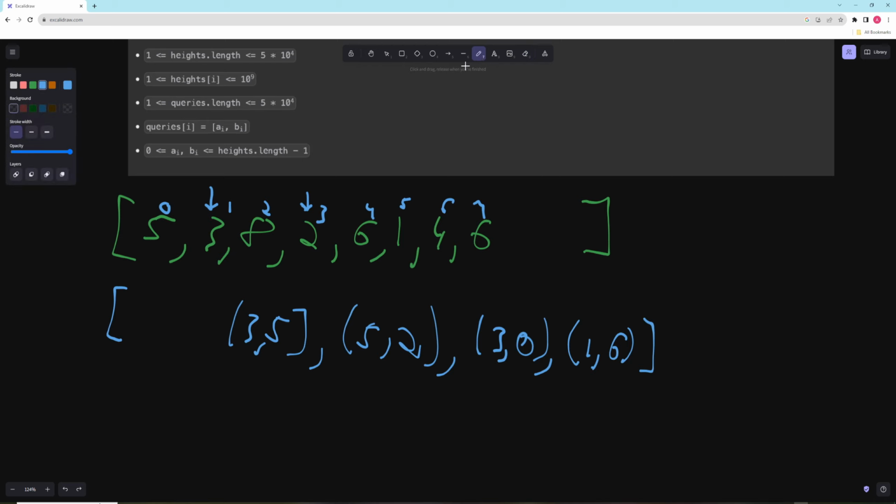Let's look at 3, 5. So 3, 5 is one that we can't solve right away because 2 is bigger than 1. So we can't just move to the right one. 5, 2 we will reverse. So we will reverse it into 2, 5. 3, 0 we will also reverse.